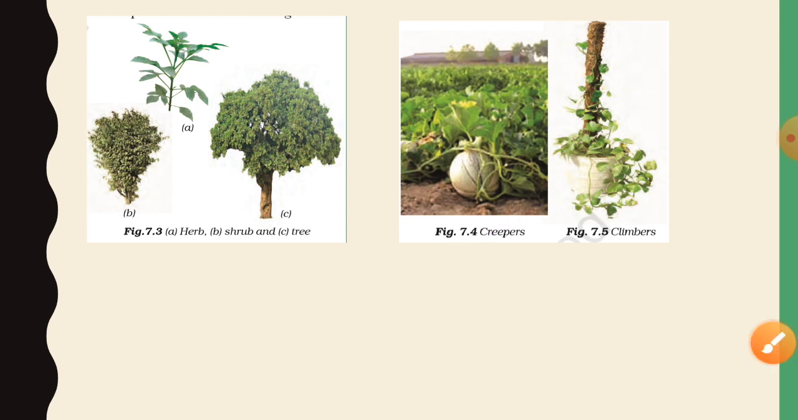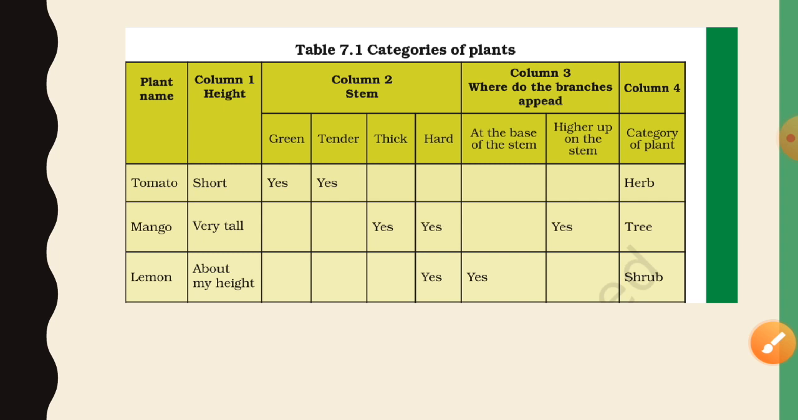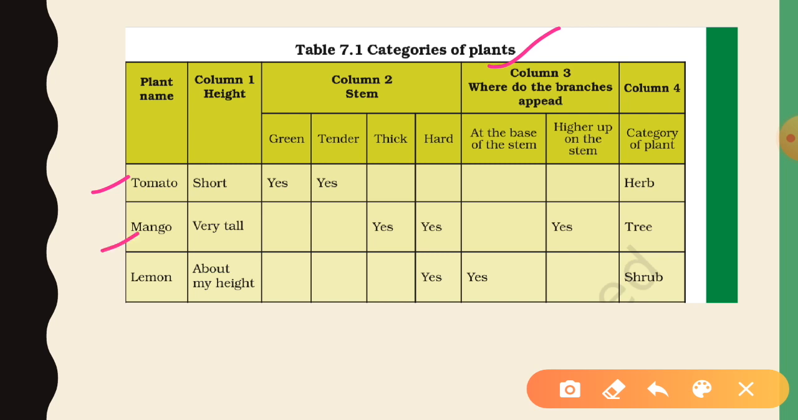Let's continue, students. Now here you can see a table has been shown to you. On the top you can see categories of plants. So on the basis of observations regarding the stem and branches, we are going to categorize the plants. Three have been taken here: tomato, mango and lemon. So first of all, the height of these plants. A tomato plant is very short, a mango plant is very tall, and a lemon is about your height. That's why it has been written here.